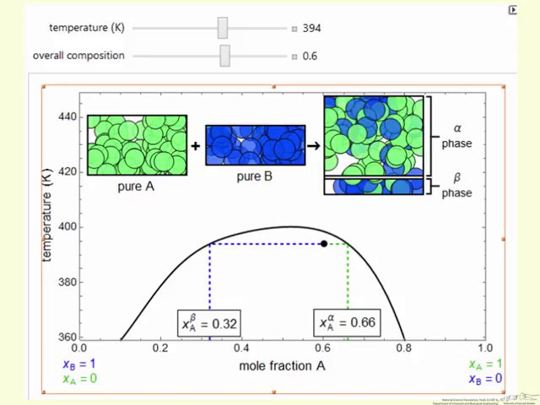So we can see the compositions depend on temperature, and as we go to higher temperatures, we move outside of this phase envelope. In this region here, we only have one phase. And so the idea is to help understand a little better this idea of partially miscible liquids. And so let's go and look at the simulation.